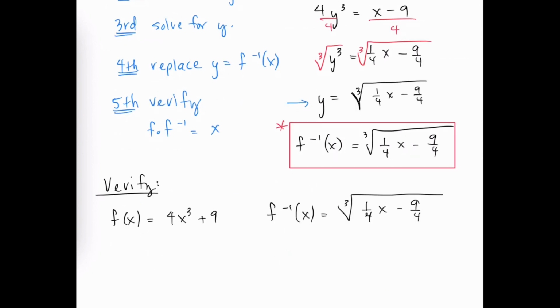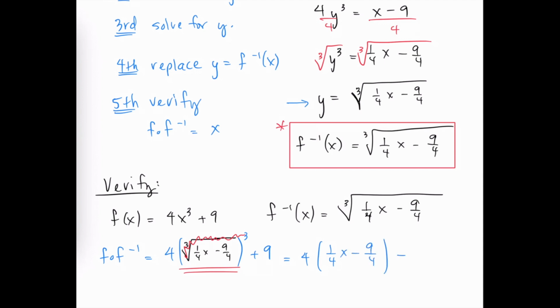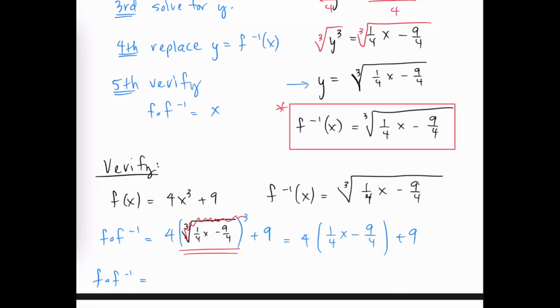So we start by rewriting these two functions down, and then we will compose them, and I'm going to compose them in the direction where f is on the outside and our inverse function will be plugged into that. The inverse function is the cube root of 1/4 x minus 9/4. And when we cube this cube root, these operations essentially undo each other. So we'll end up with the 4 on the outside, and in the parens we now have 1/4 x minus 9/4, and then we still have our plus 9 off on the end. So again, this is f composed with f inverse.